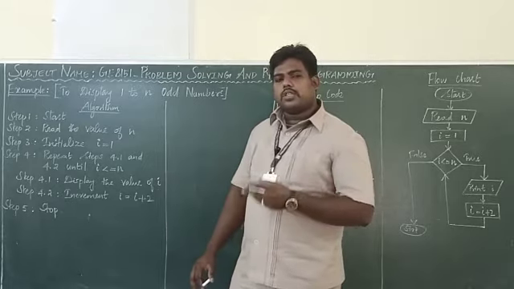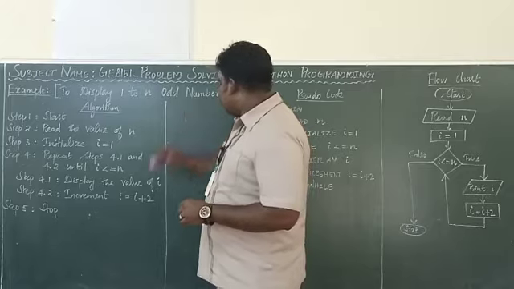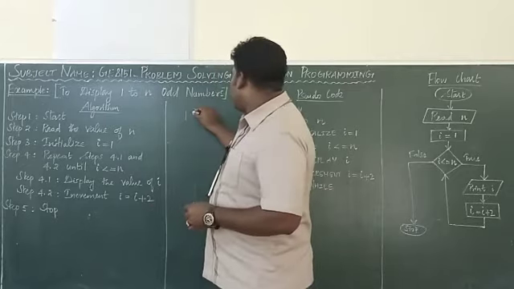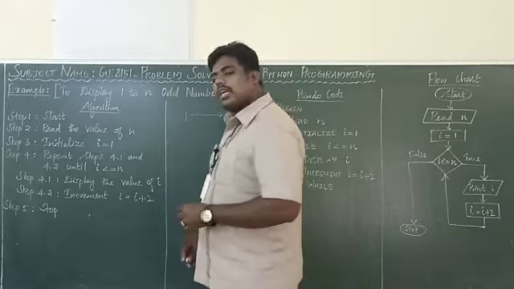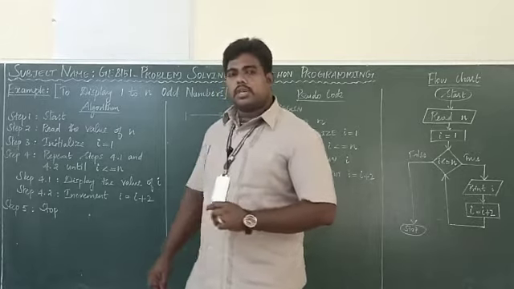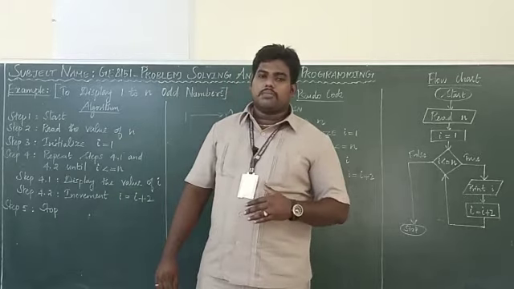What's the meaning of 1 to n? Actually, the starting position is 1, and n should be given by the user. What is an odd number and what is an even number? How do we find the odd and even numbers?